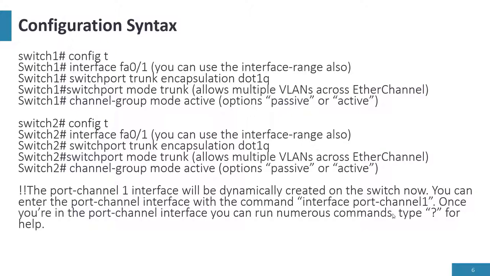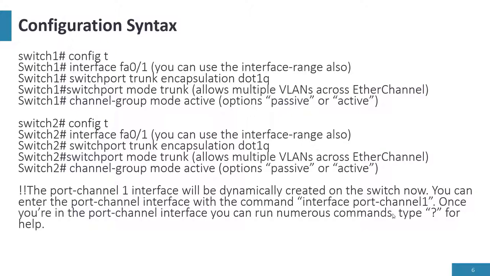The configuration syntax is not complicated for a basic port channel. You're just going to do your config T to enter global configuration mode. Then you're going to go into your interface. In this case, we're using interface FA0/1. And if you're going to port channel the first 4 interfaces, say 1 through 4, you can do the interface range FA0/1-4, and you can configure all 4 ports at the same time.